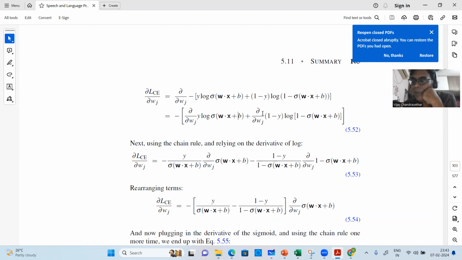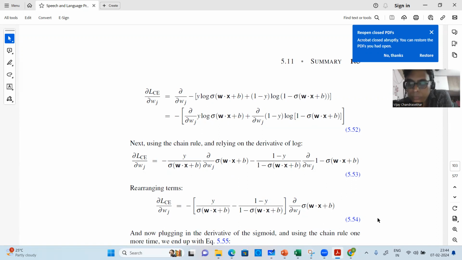Okay. And we do the same thing here. We take 1 minus y out, log of this whole thing. So this whole expression comes to the denominator, and dou by dou Wj, this whole expression. Now, all that we're doing here is rearranging terms by taking this whole thing out of the bracket. I hope this is easy to understand. Because this is common here and here as well, if you take this whole expression out of the bracket, you get something like this.